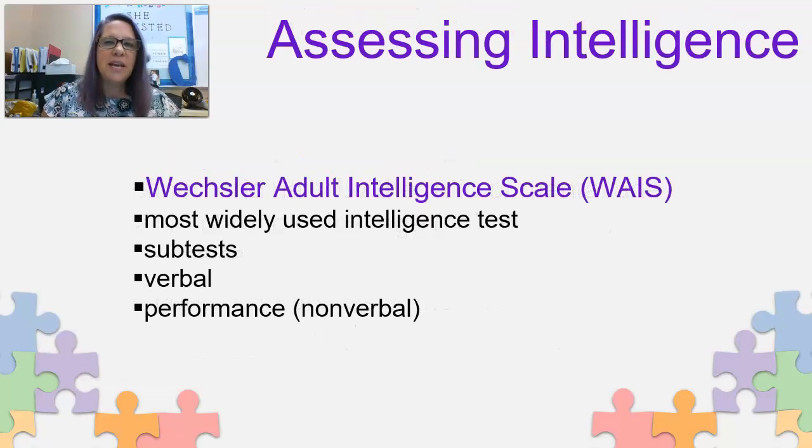Another way that we assess intelligence is the Wechsler Adult Intelligence Scale, abbreviated to WAIS. It is the most widely used intelligence test in the world, okay, worldwide. It has a couple of different subtests. It has a verbal subtest, so your traditional written type of test. And then it does have performance subtests where you're actually asked to manipulate objects. So think of puzzles and things like that, things that you would have to manipulate with your hands.